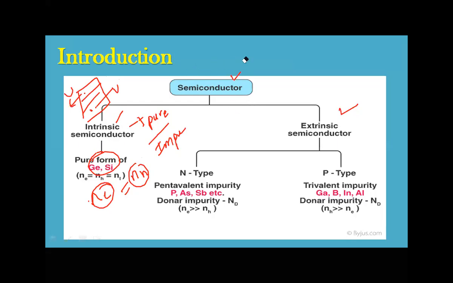How about extrinsic semiconductor? Extrinsic means you have to add some impurities. So what are the impurities, that we don't understand? Don't think impurity means something else. Impurity is something you are adding to increase the conductivity of the pure semiconductors.